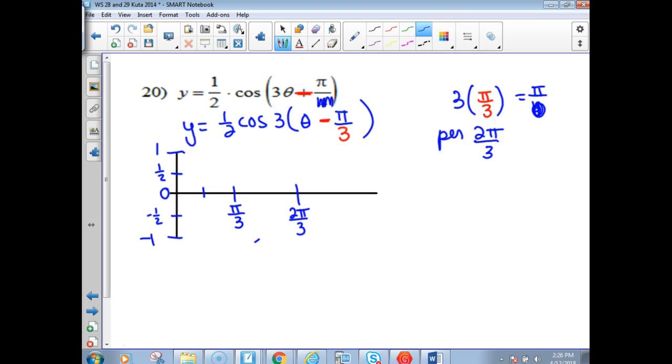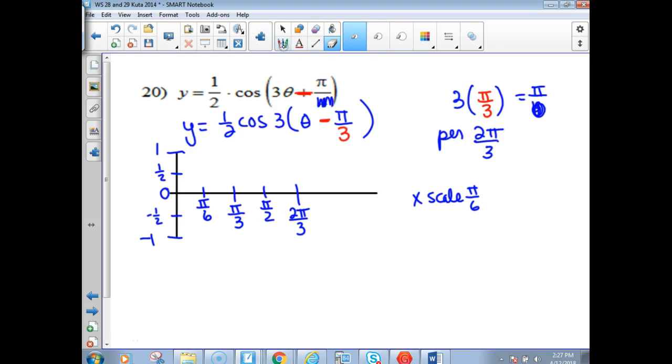Half of pi over 3 is pi over 6. So my x scale is pi over 6. So 1 pi over 6, 2 pi over 6, 3 pi over 6, which is pi over 2, will be labeled.